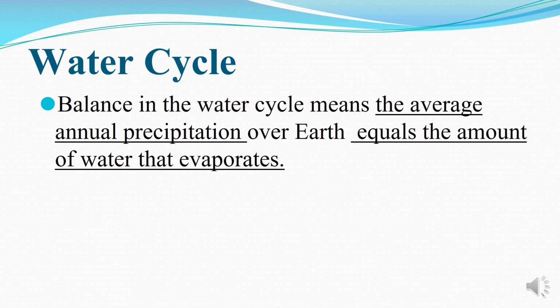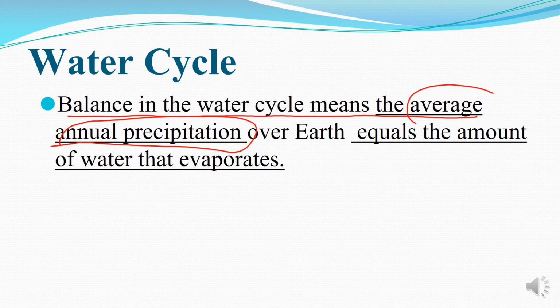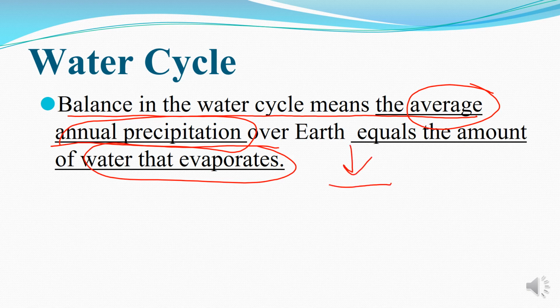So the water cycle is balanced when the average annual precipitation, which means basically average rainfall or snow over the earth, equals the amount of water that evaporates. Okay, so the average that comes down equals the average that evaporates.